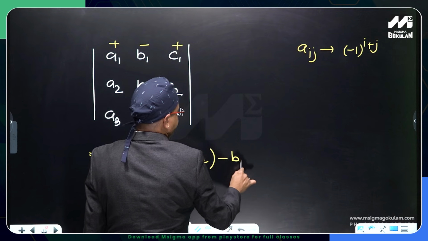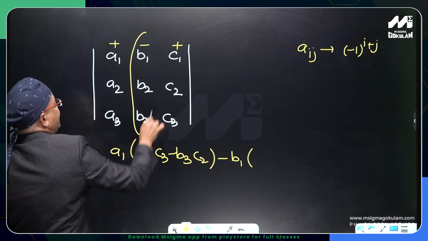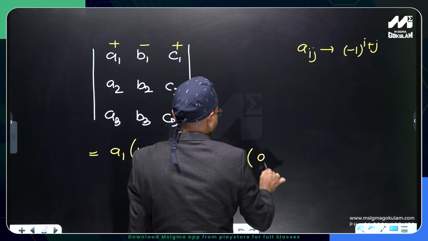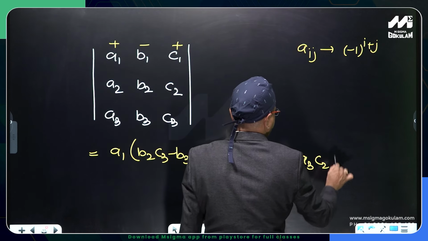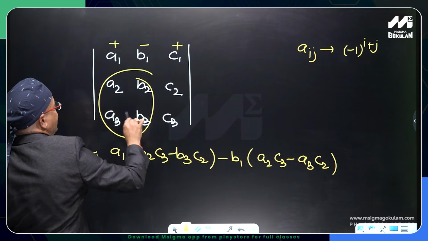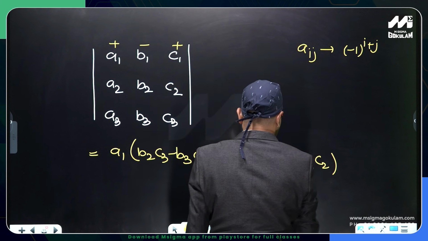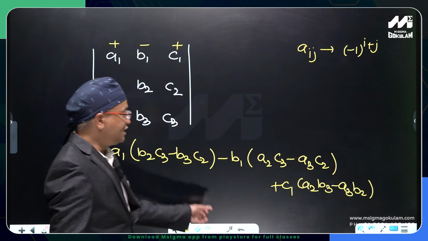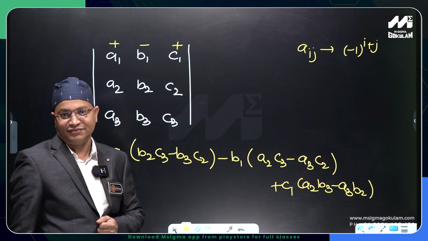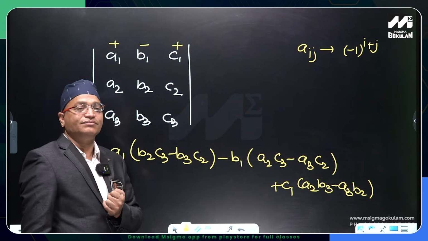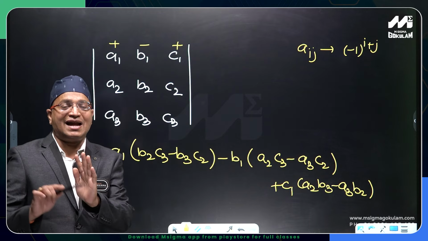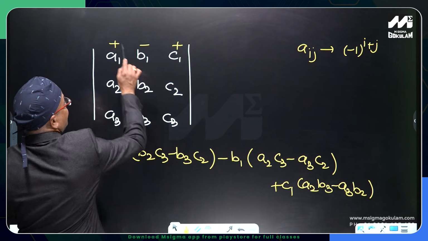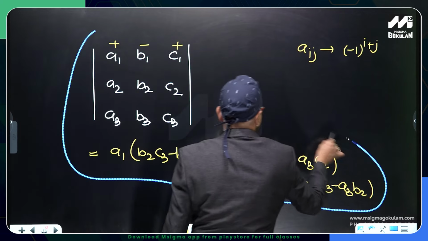Next, minus B1 into, what to do? Delete this column. This determinant: A2 C3 minus A3 C2. Okay? A2 C3 minus A3 C2. Plus C1 into this determinant: A2 B3 minus A3 B2. So plus C1 into A2 B3 minus A3 B2. This is what you have learnt in your school or college days. Right? But in examination, it is very time taking. Slowly substituting all these values, multiplying, adding, subtracting, we may commit some mistakes. For that reason, I want to tell you one simple way to expand this.